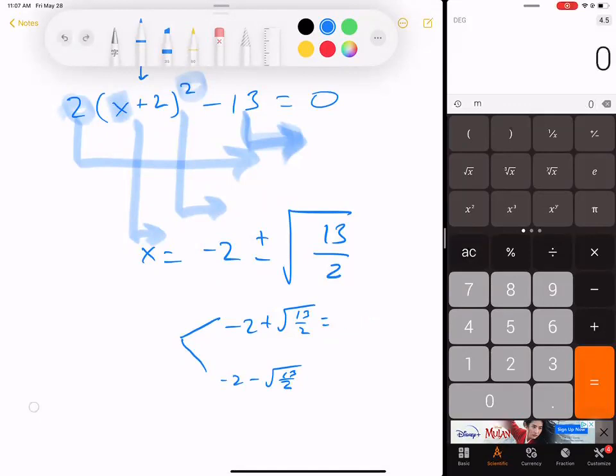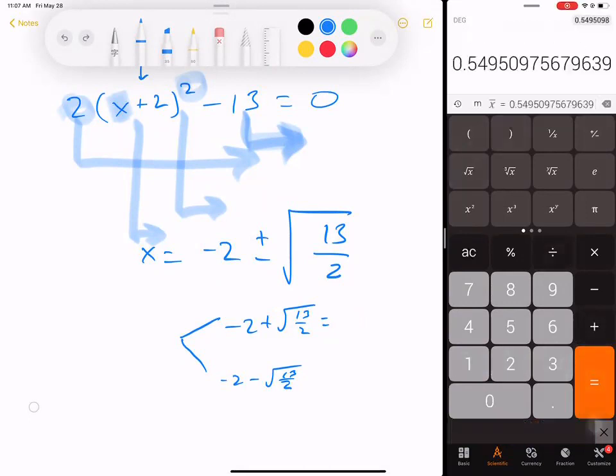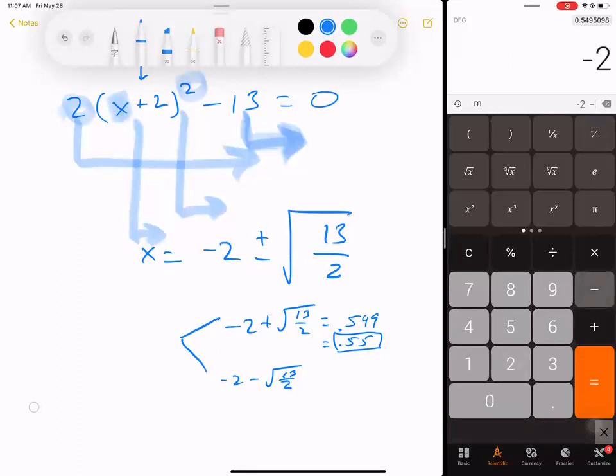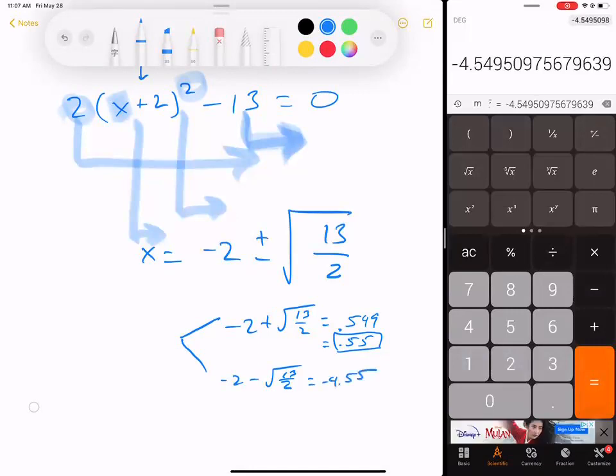Let's erase that. That was a little too clean. 2 negative plus parentheses 13 divided by 2, close parentheses, then take the square root of 6.5, and then I can mix them together with the equal sign. The answer is 0.549. I'm going to round up to 0.55, because we're rounding up. Let's do the next one. 2 negative minus parentheses 13 divided by 2, close parentheses, 6.5, we're going to take the square root of that. Bam, equals negative 4.55, rounding up, okay?